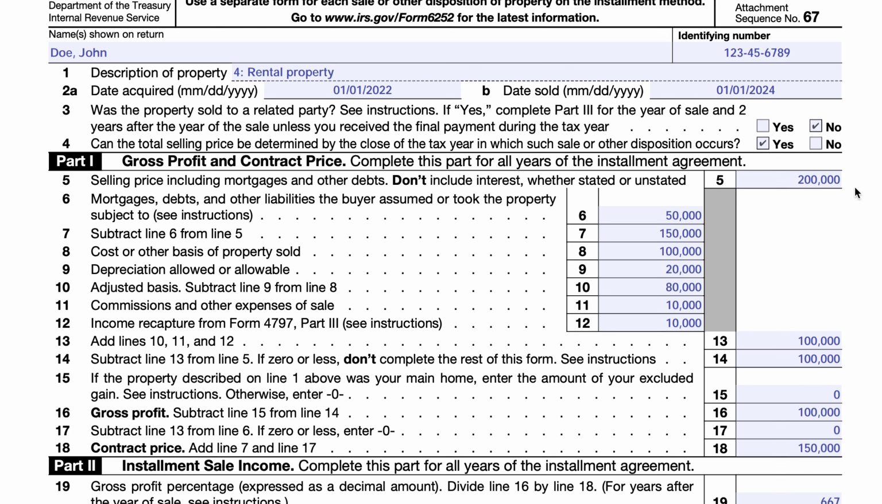So in this scenario, we sold a $200,000 rental property. We had an existing mortgage on it for $50,000. So realistically, line 7 is the difference, $150,000. That's what we're calculating our cost on. Line 8 is the cost or other basis of the property that was sold. So you're going to enter the purchase price, other expenses that you incurred, and you're going to add the cost of improvements.